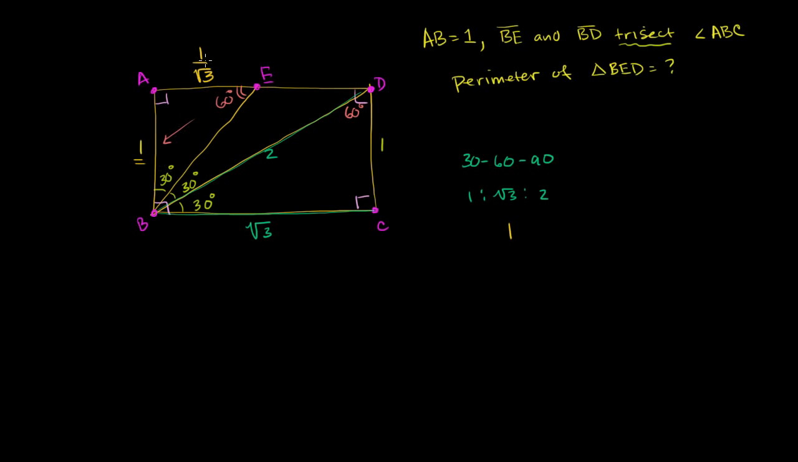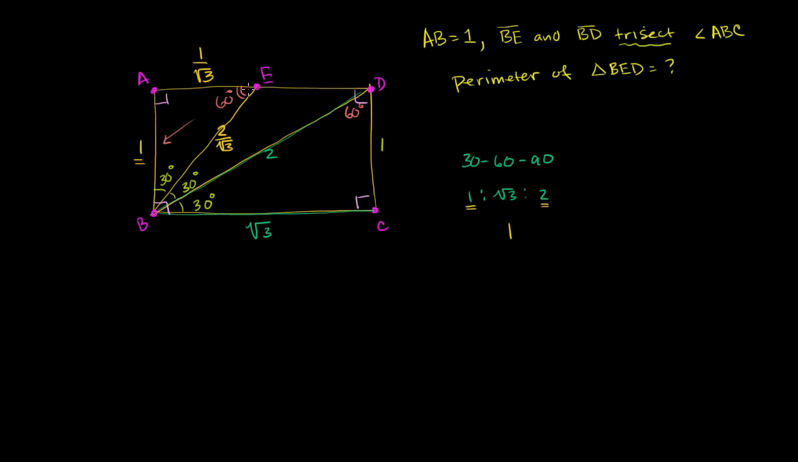And then the hypotenuse is always going to be twice the length of the side opposite the 30-degree angle. So this is the side opposite the 30-degree angle. The hypotenuse is always twice that. It is going to be 2 over the square root of 3. So we're doing pretty good.